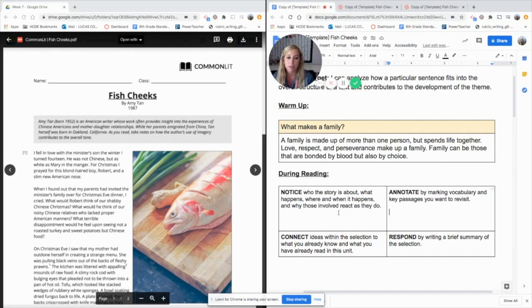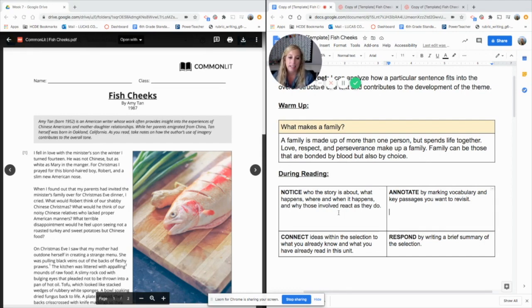The second box to the right is annotate, and that means you are marking vocabulary, key passages you want to revisit. So that could include the footnotes, that could include unknown words, or that can include paragraphs or maybe a quote that you think is significant that you want to come back and revisit later.